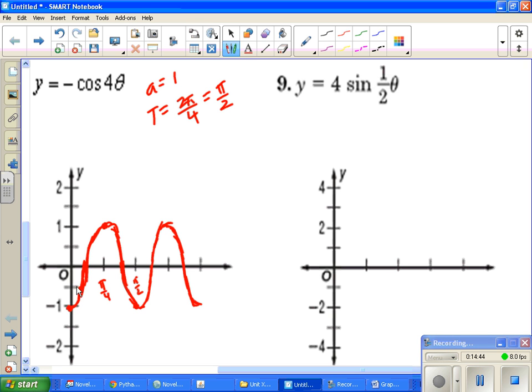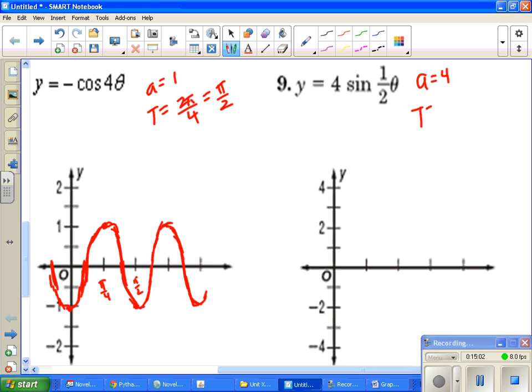All right, so your graph would look a little something like that. And obviously it would continue on forever. Okay, over here, all right, now we're combining it together. So here now I got an amplitude of 4.